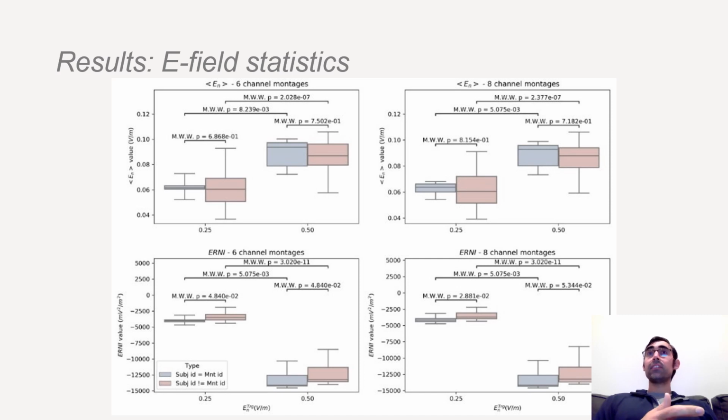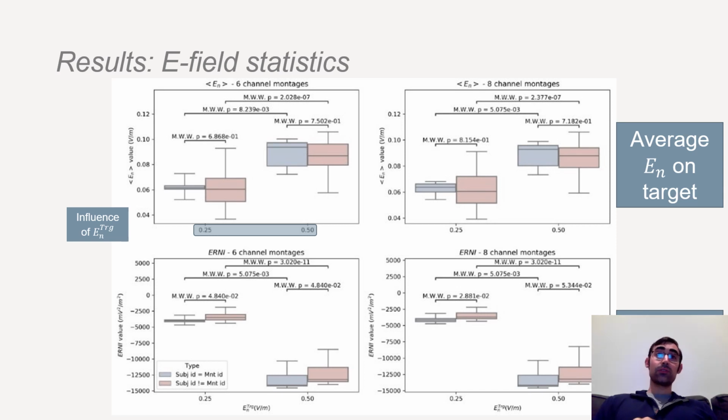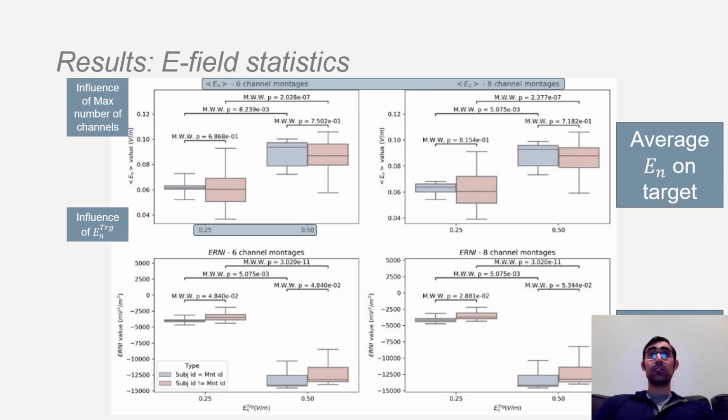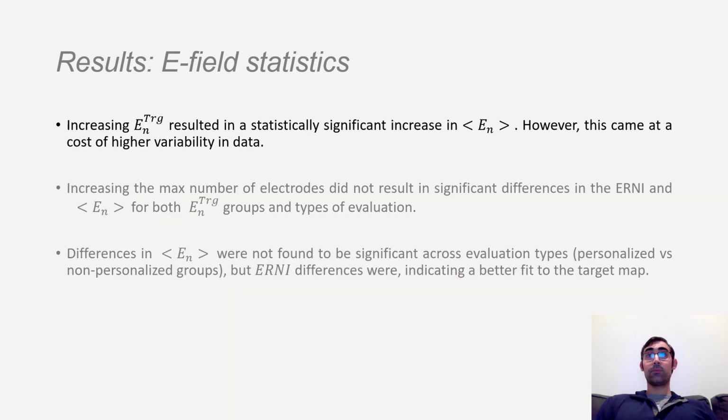We summarized all the data in this plot. The top row shows the surface average of the normal component of the electric field on the target, and the bottom one shows the ERNI scores. And for each plot, we compare the influence of the value of the target electric field, so 0.25 or 0.50 volts per meter, the maximum number of channels, 6 or 8, and we also evaluated each montage not only in the head model for which it was obtained for, but also in every single one of the other head models. And the idea of this is to compare between the performance of personalized montages and non-personalized montages.